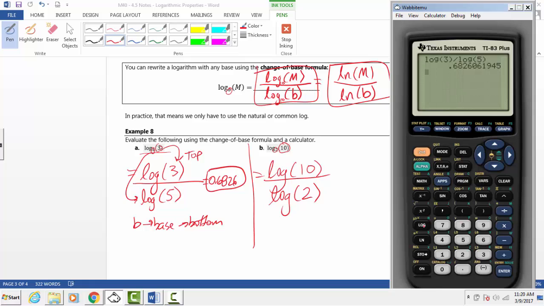So here we'll just do log base 10 divided by log base 2. Wow, it's pretty tough to do this with a pen. So log 10 divided by log 2. And that equals 3.3219.